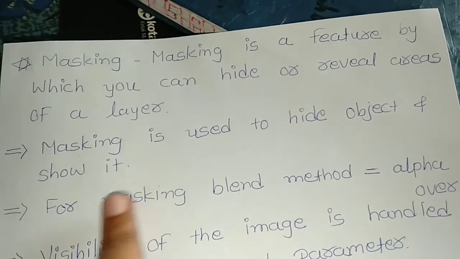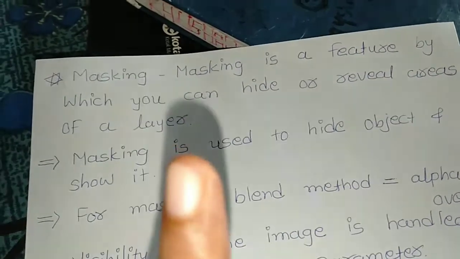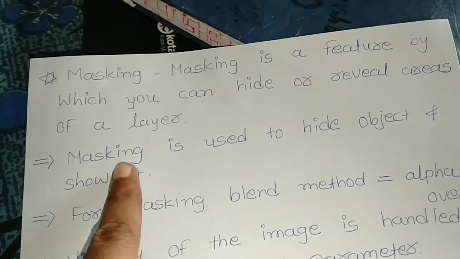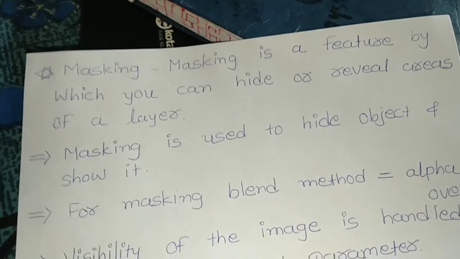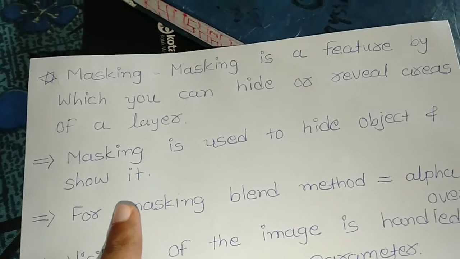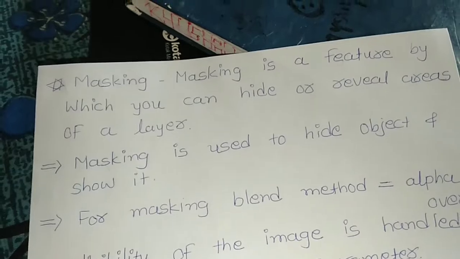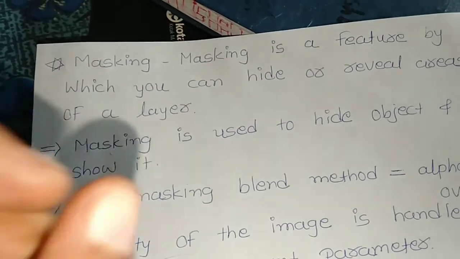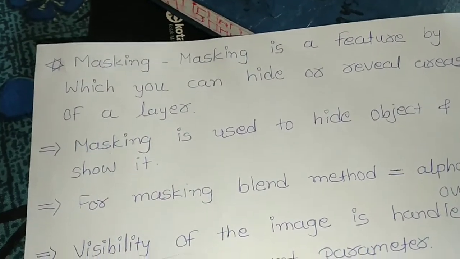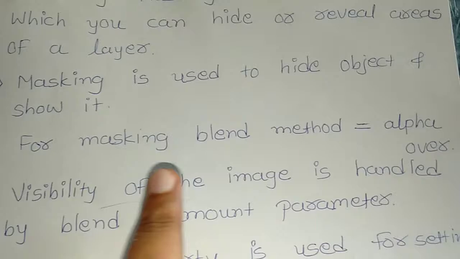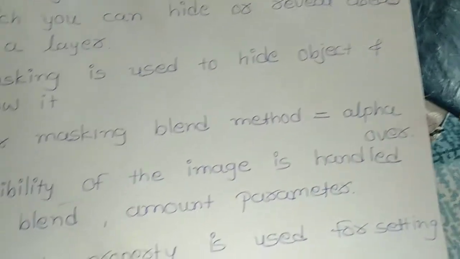Masking is used to hide an object and show it. If you want to hide your object, you can do it by using masking. If you want to reshow your image, you can do it by using masking. In short, masking is used to hide and show your images. Clear? For masking, blend method equals alpha over.